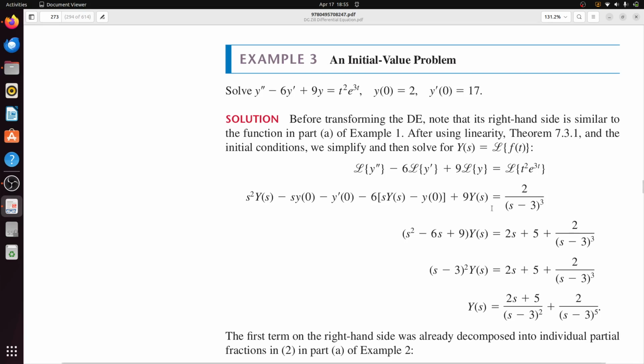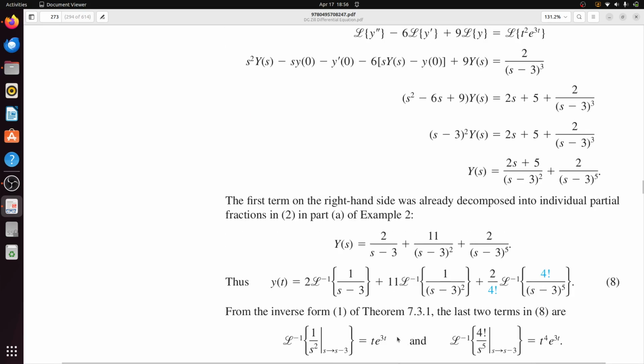So it can be written as s square minus 6s plus 9 into Ys, which can be written as s minus 3 whole square into Ys. So this is written as 2s plus 5 divided by s minus 3 whole square plus 2 by s minus 3 to the power 5. The first term on the right hand side was already decomposed into individual parts in fraction 2 in part A of example 2. I will upload the notes, no worry about it. So you can write the first part as 2 by s minus 3 plus 11 by s minus 3 whole square.